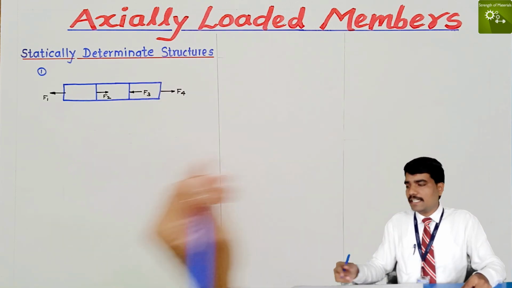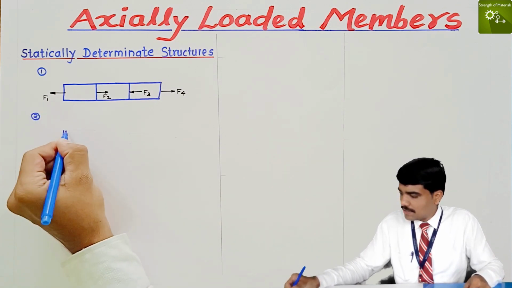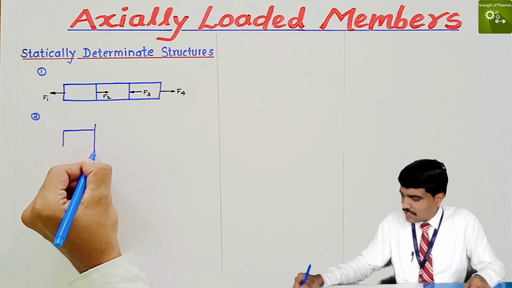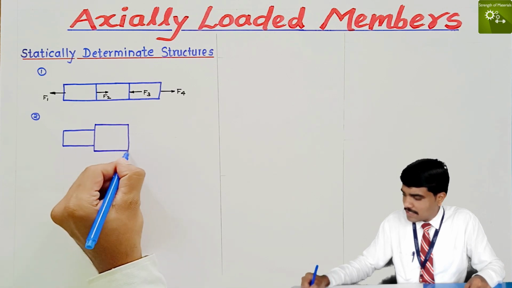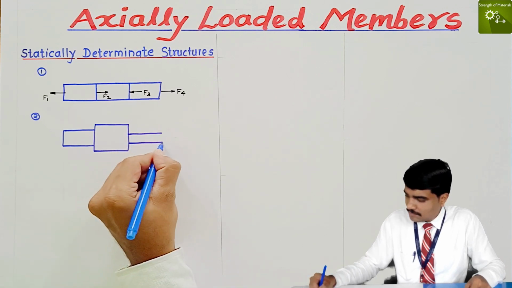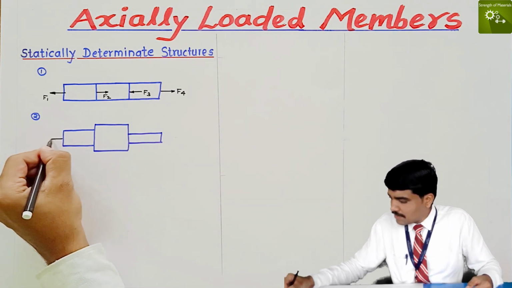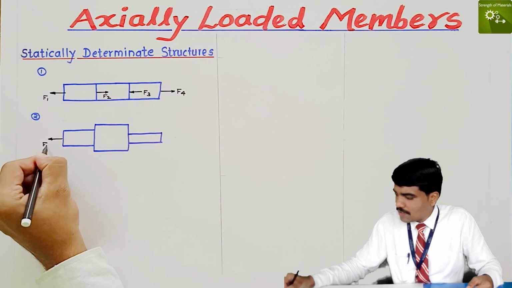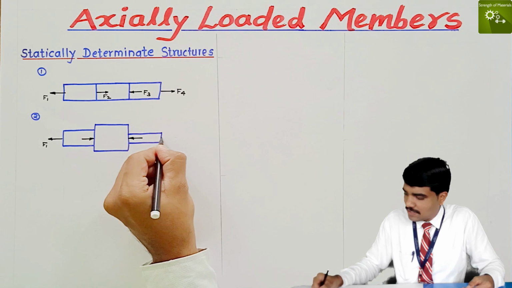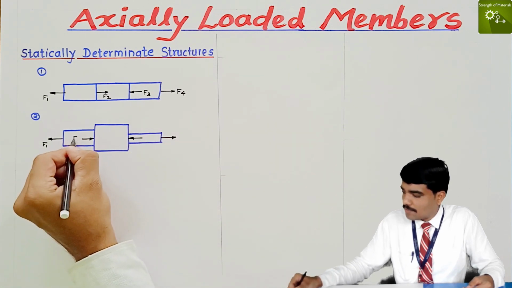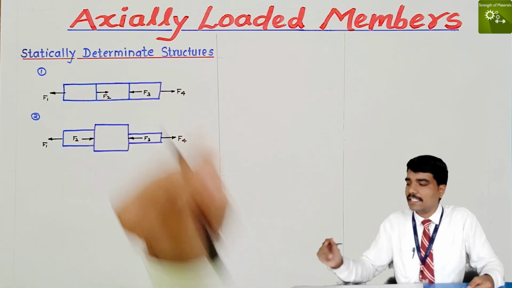The second statically determinate structure is like this, having cross-sectional dimensions that are not the same throughout its length. Again, it may be homogeneous or heterogeneous, no issue. But its cross-sectional dimensions are not the same throughout its length. This is the second type of statically determinate structure.